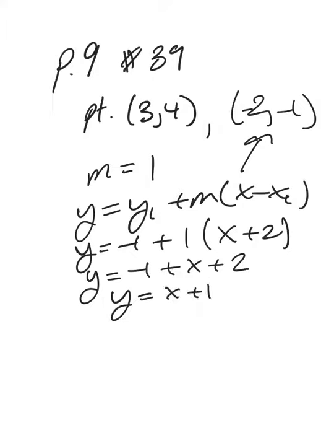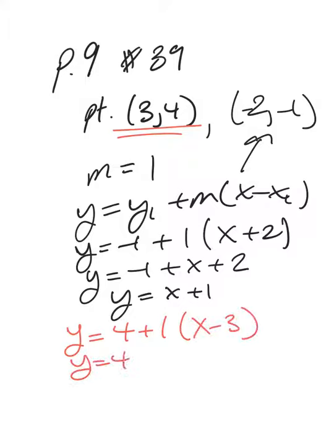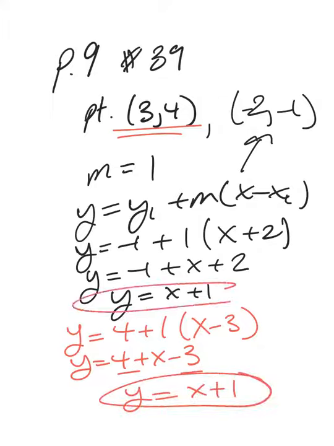Well, the question is, now use the point (3, 4). So y equals, your y1 is 4, your m is still 1, but your x1 is 3. When you simplify, y equals 4 plus (x minus 3). Distribute the 1, 4 minus 3 is 1, and you still get y equals x plus 1. It is the exact same line. All it's showing you is that it doesn't matter which point you use, as long as you have the slope, point-slope form gives you the same slope-intercept equation. So that answers that question.